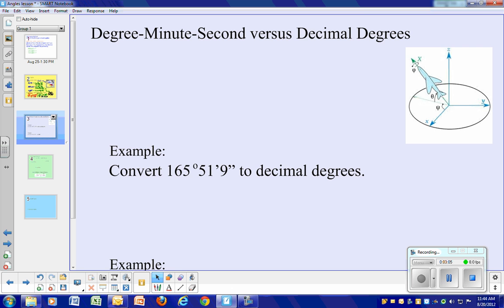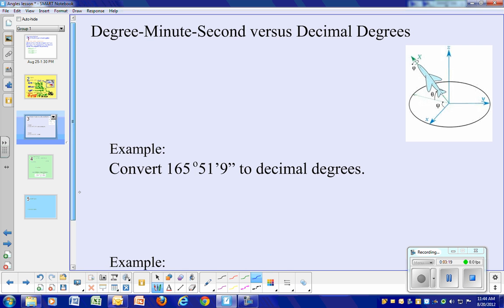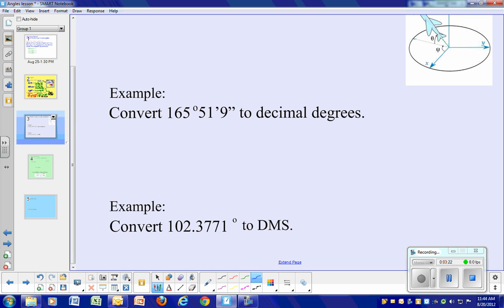On the next little part here, we talk about degree, minute, second versus decimal degrees. This is a little confusing. Sometimes people have a hard time even discerning which thing they're looking at. A decimal degree is going to have a decimal point in it. So if you look ahead in your notes, this number here is an example of a decimal degree because it has that decimal point. This measurement is an example of what we call degrees, minutes, seconds. This symbol is the degree symbol, that little circle. 1 dash in this context means minutes, and 2 dashes in this context means seconds.